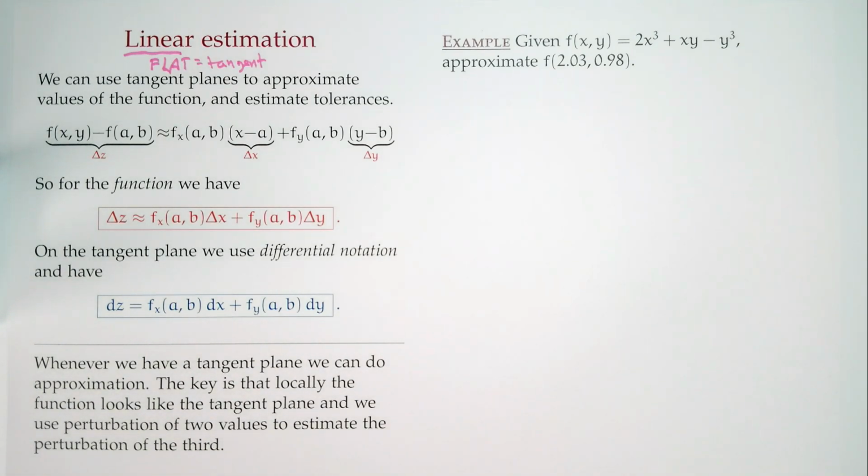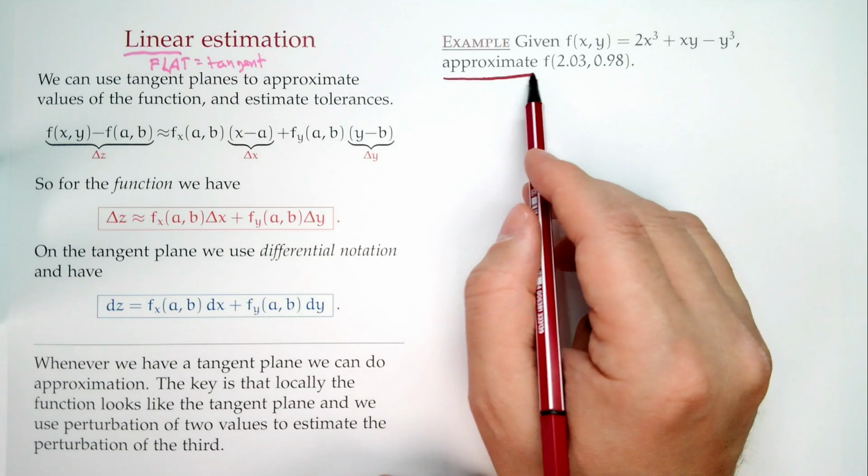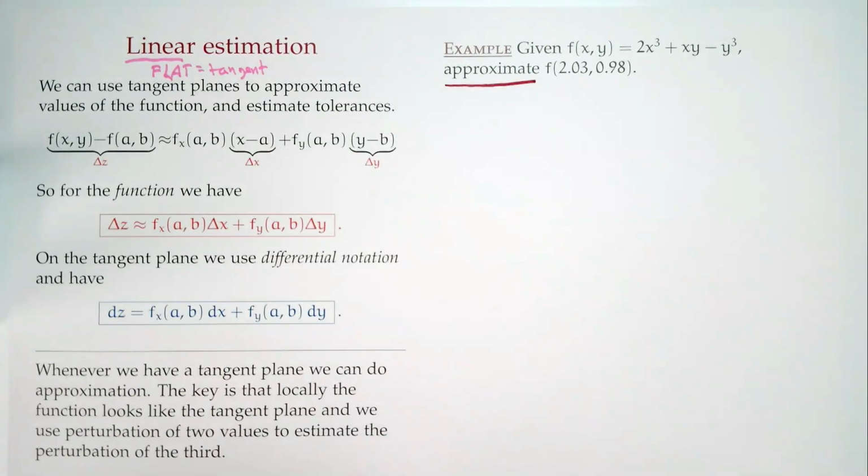So, okay, why do we want to compute this value? Well, we need something to pass the time. So we say, all right, what's the key? Well, the key is we see this word approximate. If you see any word like that, approximate or estimate, what that means is we don't need to do the exact thing. What it means is use the tangent plane to say what should happen nearby.